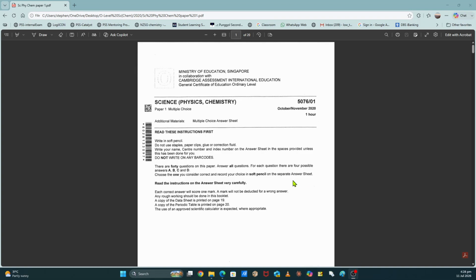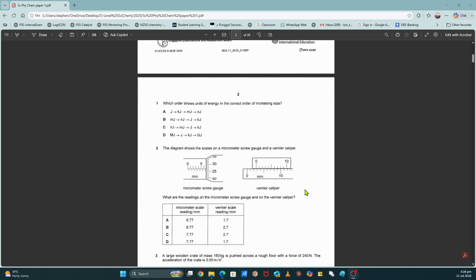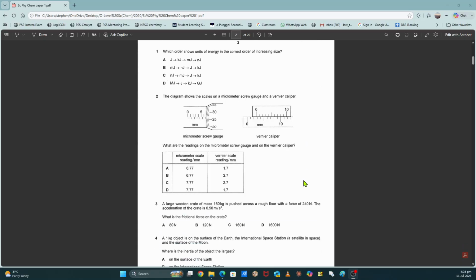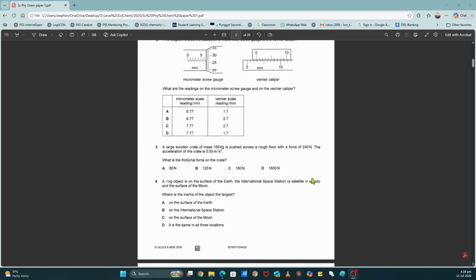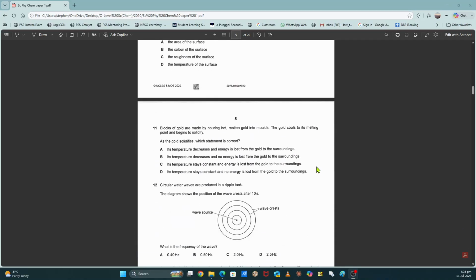Hello everyone. Today we're trying out a way of learning chemistry by doing a chemistry paper. I'll be explaining why the answer is as such. So we start off with the MCQ first.